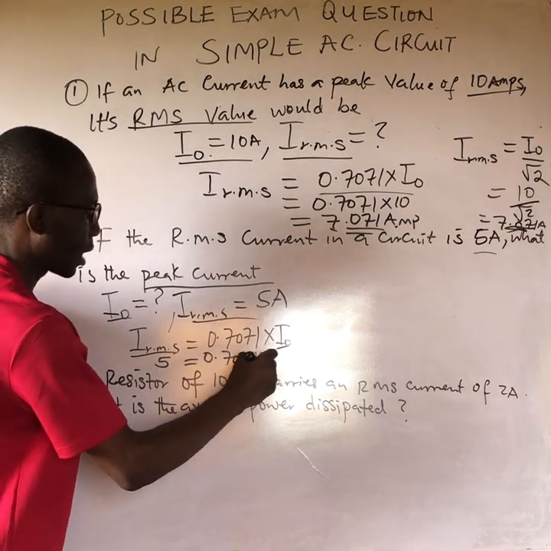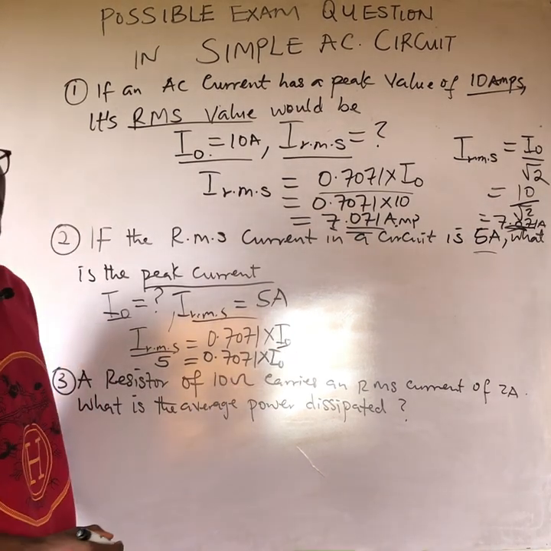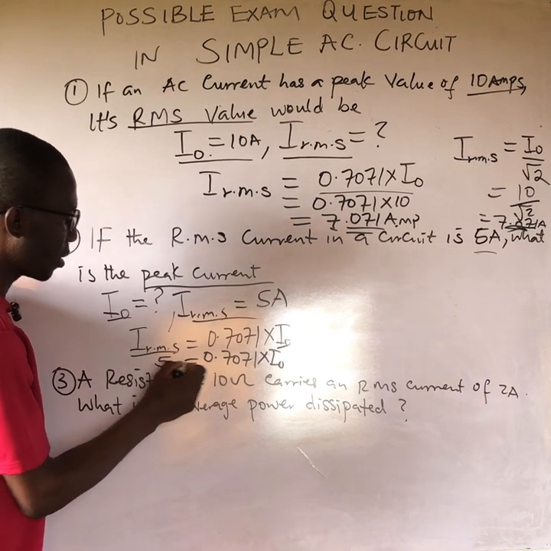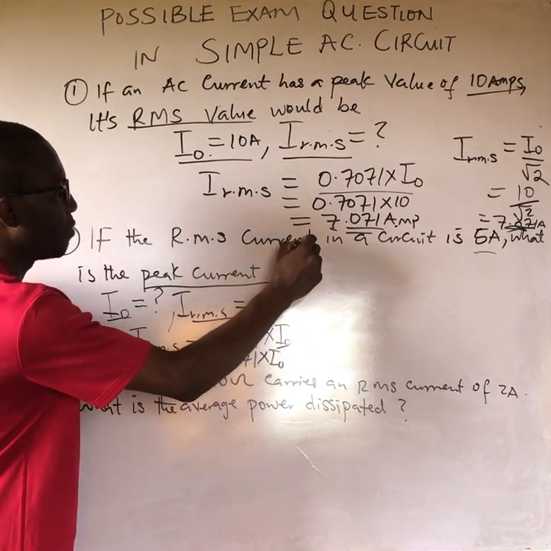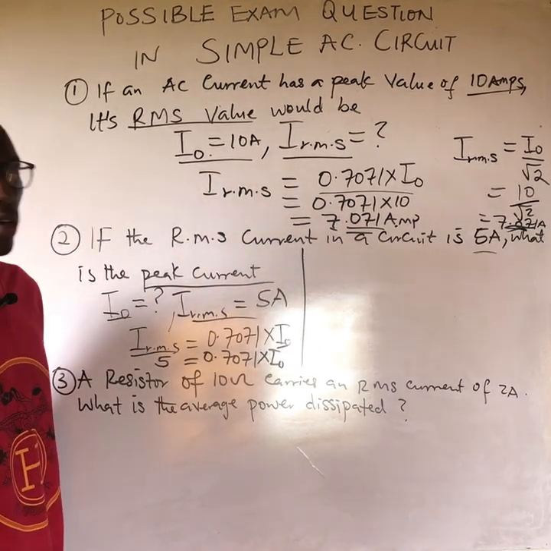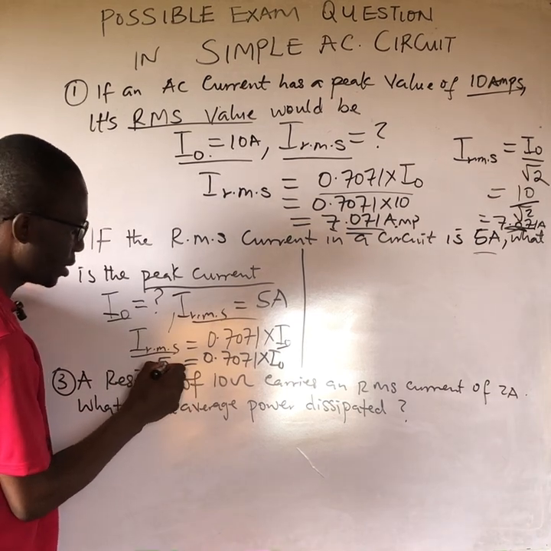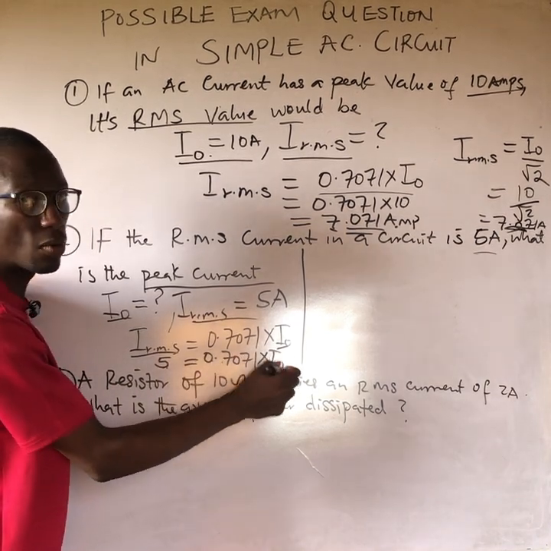0.7071, then times my peak current. Okay, so this is what I have. I have 5 here, I have 0.7071. So I can divide here to complete the solving. Now, look at this. This is 5. This is 0.7071 times I naught.